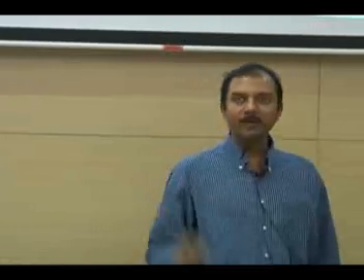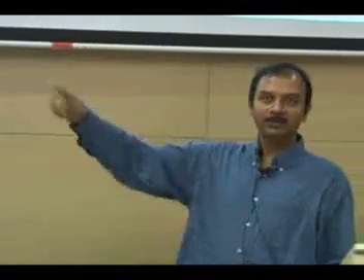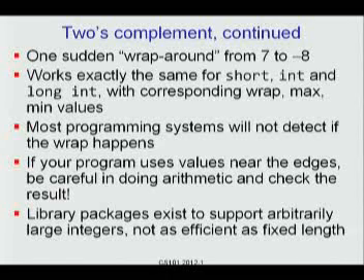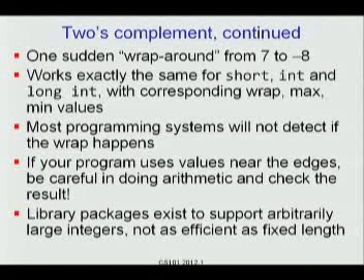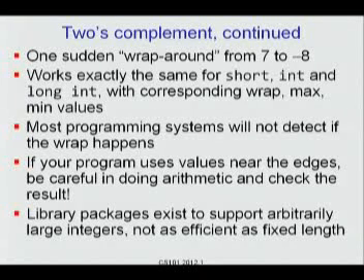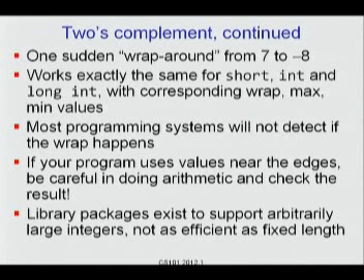And when you wrap around from large positive values to large negative values, the system will not detect it, you will not get any warning, there will be no exceptions thrown. So if your program necessarily uses values which are close to the positive or negative edge of the universe, you need to be very careful in doing arithmetic and checking for the results to make sure that unintended things are not happening. I'll give one example of that.